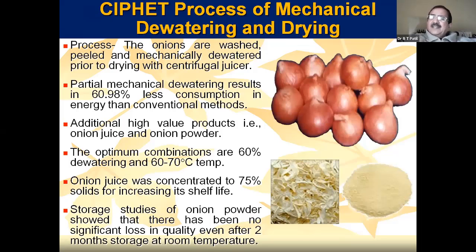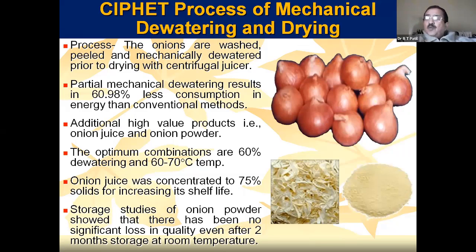Onion is also the same thing. If you can give the dehydrated onion to the dhaba fellows, restaurant fellows, and also to the housewives, they will be very happy. They will be glad because they don't have to cut it every day and use it for curry making. And when we use this dewatering technology, you get the juice also.